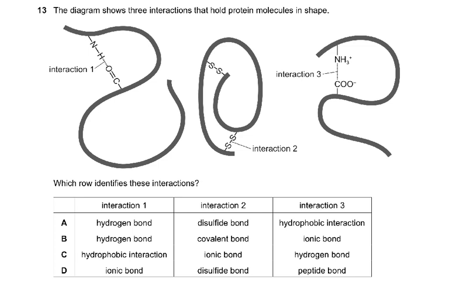Now, question number 13. The diagram shows three interactions that hold protein molecules in shape. Interaction 1, interaction 2, interaction 3. You know interaction 2 is a disulfide bond, which is a covalent bond. Then interaction 1 is a hydrogen bond. And interaction 3 is between a positive and negative charge, so it is an ionic bond. So that is why, question number 13, this is in the book. Please look up this page and then understand this bonding. So the answer is B.